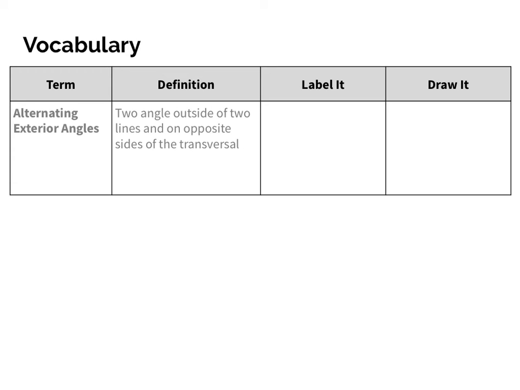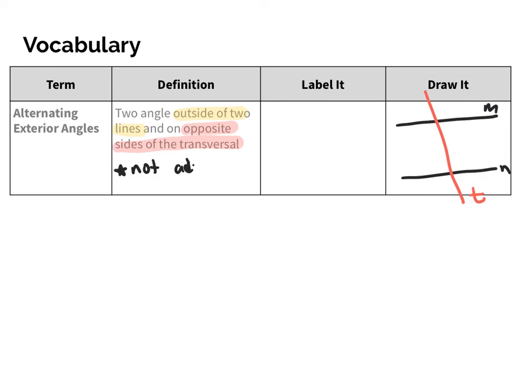So just like before, I'm going to draw it out here. I got my line M. I have my line N. I have my transversal T. All right, so interior angles, we talked about them being between the lines. So exterior angles are going to be outside of the two lines. And again, the word alternating means opposite sides of the transversal. But key detail here, they are not adjacent to each other, which means they cannot be next to each other.